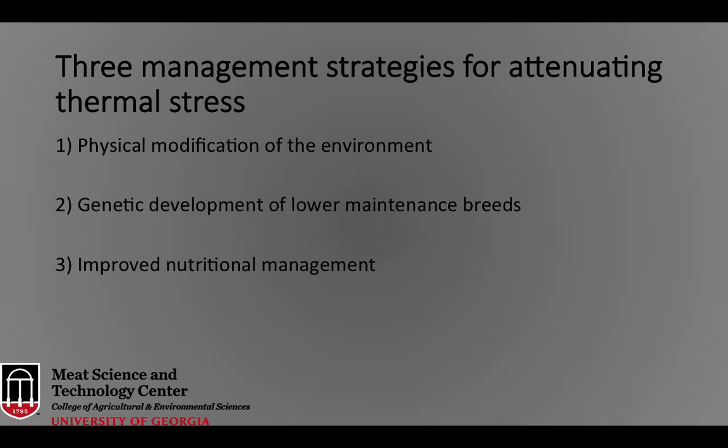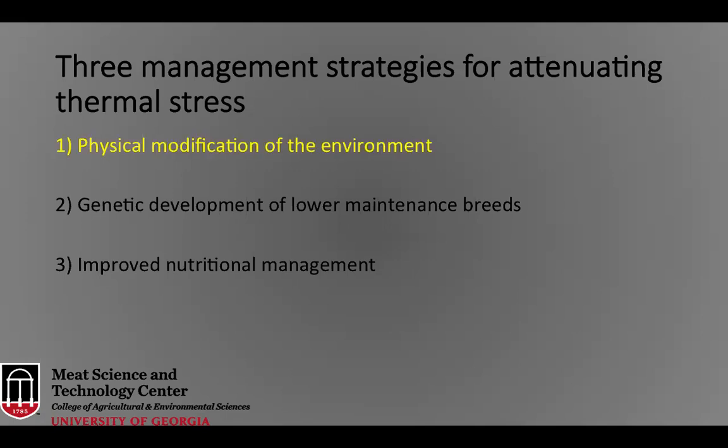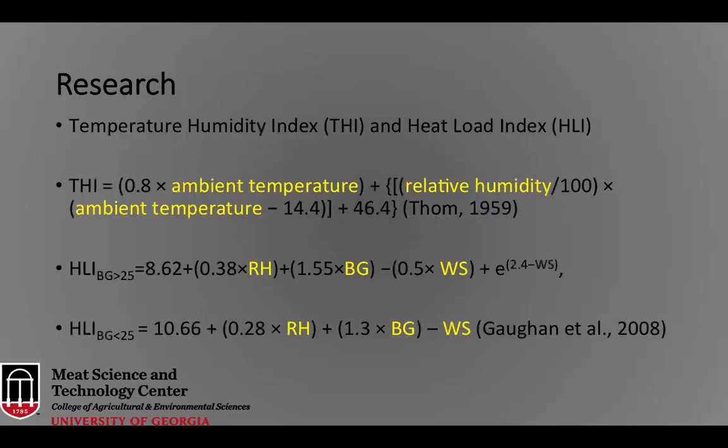But again, for today, I'm going to focus in on that physical modification of the environment, which is specifically shade. So the research behind this: back in 1959, about 4 or 5 decades ago, we have been using THI, or temperature humidity index, compared with the new method developed around 2006 by Gaughan and a team of researchers in Australia called the heat load index. The differences are listed below. I went ahead and highlighted the major points.